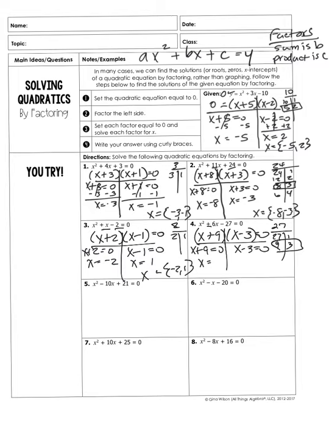Subtract 9 from both sides, and x equals -9. Add 3 to both sides, and x equals 3. And there we are.